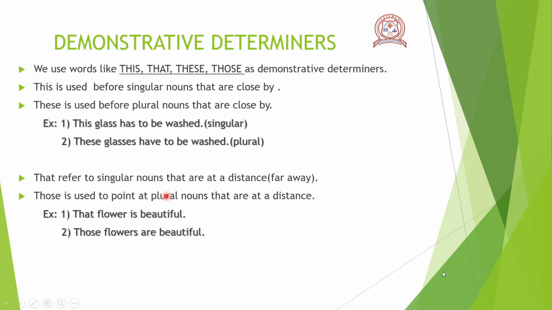I hope you got that. Let me explain it to you once again. This, that, these, and those are demonstrative determiners. This and these are used before singular or plural nouns that are close by. That and those are used to refer to singular or plural nouns that are far away.